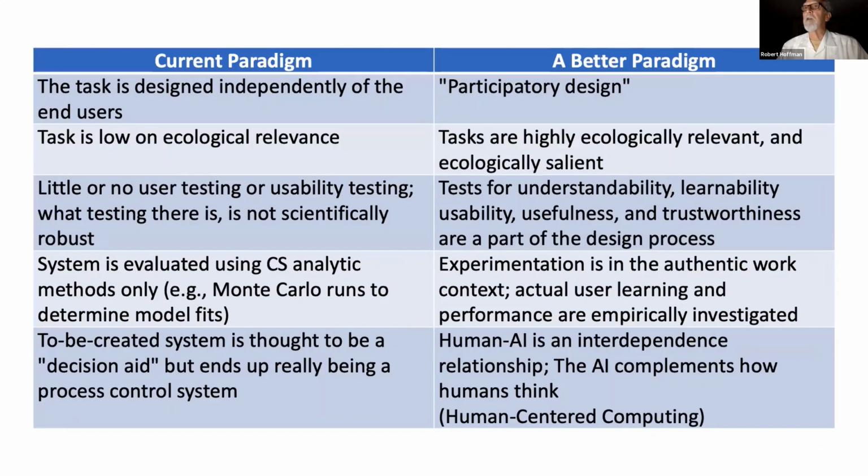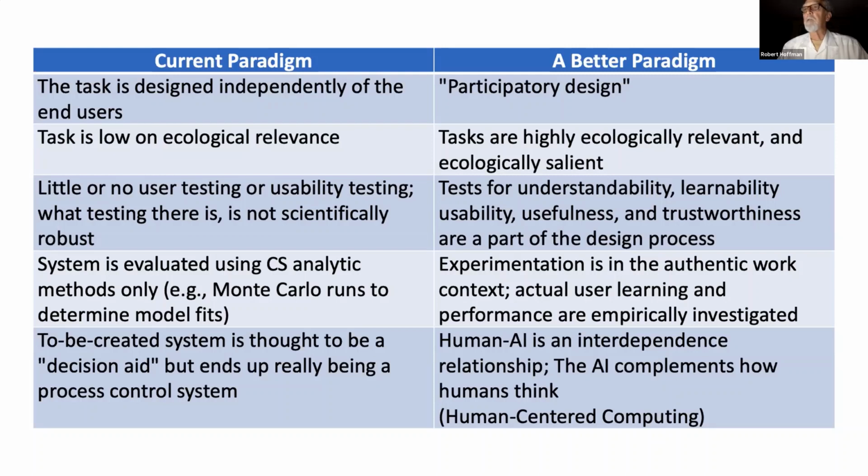The current paradigm, the task is defined independently of the end users, but a better paradigm is to involve the so-called end users from the very beginning, very deeply in the entire design process. In the current paradigm, the task is usually low on ecological relevance, but a better paradigm is define tasks that are highly relevant and ecologically salient. Current paradigm, little or no user testing or usability testing, and what usability testing there is, it's not scientifically robust. Tests for understandability, learnability, usability, usefulness, and trustworthiness are a part of the design process rather than something that's tacked on at the end.